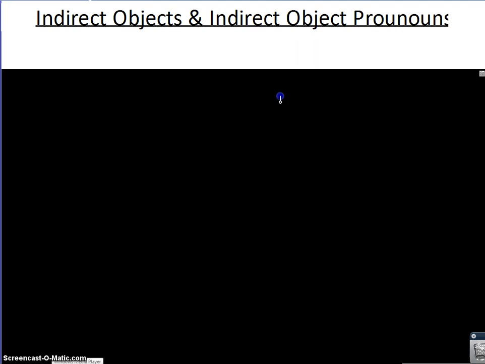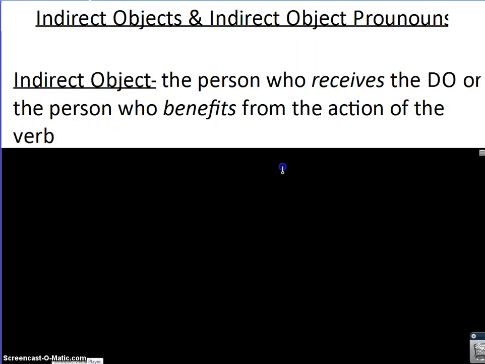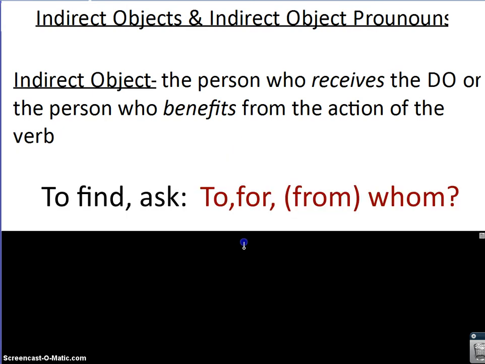So, indirect objects refer to the person who receives the direct object or the person who benefits from the action of the verb. That's sort of an English definition, by English I mean English class definition of what an indirect object is. I can make it much simpler for you to find if your sentence has an indirect object. Ask yourself, to, for, or sometimes from whom is something being done? To or for whom? Sometimes from.